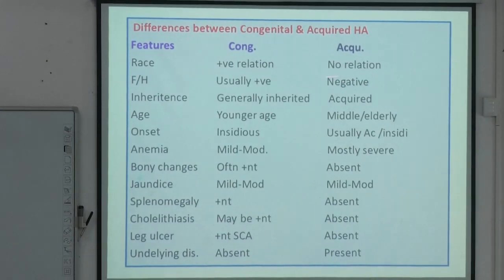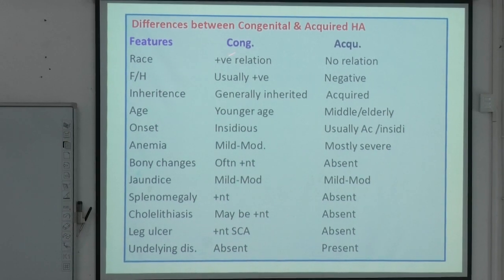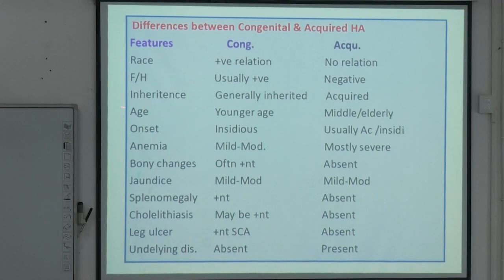Their hemoglobin is hemoglobin E type. So congenital cases always have a positive racial relation, but the acquired causes have no relation. Family history is usually positive in congenital, here it is negative. Inheritance is generally inherited in congenital, and it is acquired, as the name suggests.